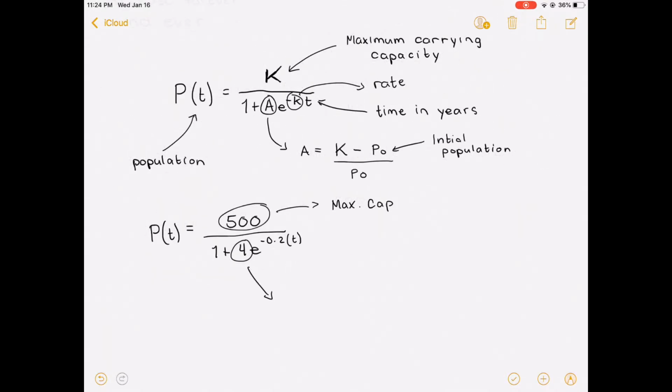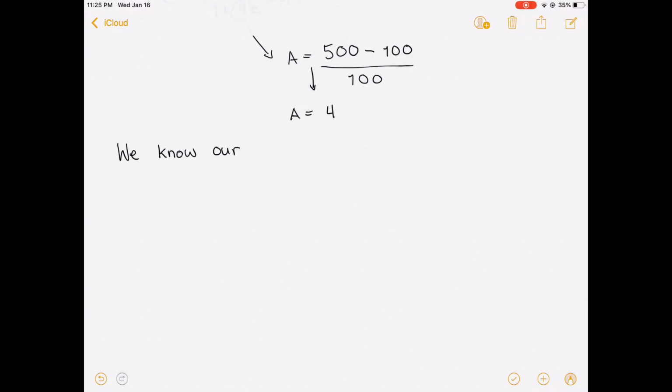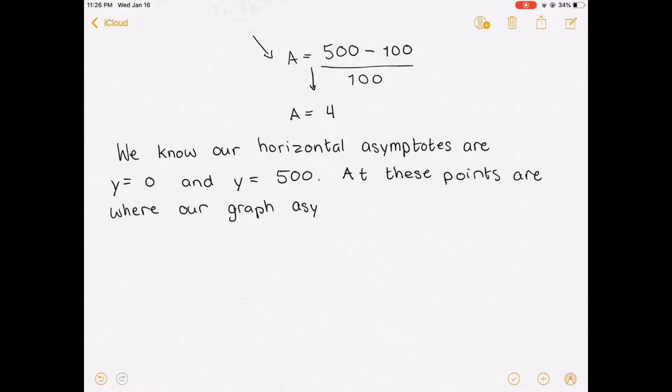Now we can go back and figure out how to find A, which is 4. So we know that our maximum capacity is equal to 500. And then you minus your initial population, which we now know is 100. Then you divide that by your initial population again, which is 100. And if you do that, you will get 4. So logistic functions always have their horizontal asymptotes at 0 and their maximum carrying capacity. So in terms of our function, we know that our horizontal asymptotes are 0 and 500. As you can see here, y equals 0 and y equals 500. At these points is where our graph asymptotes.